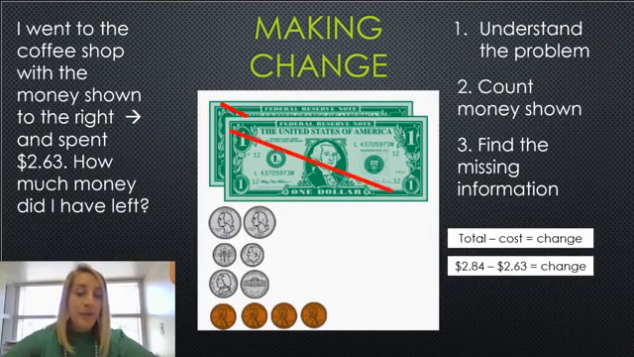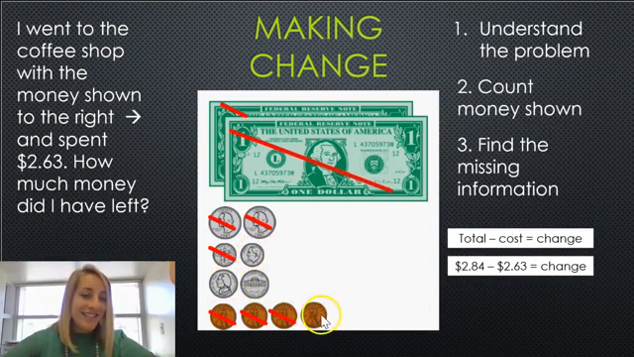$1, $2, $2.25, $2.50, $2.60, $2.61, $2.62, $2.63. Now I can see that I have 1 dime, 2 nickels, and 1 penny. So my change, or the difference, is 21 cents. Let's try another example.